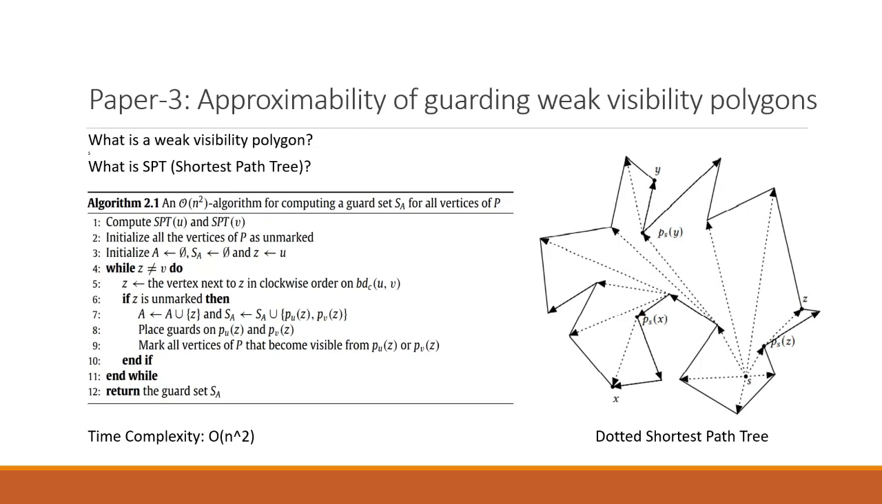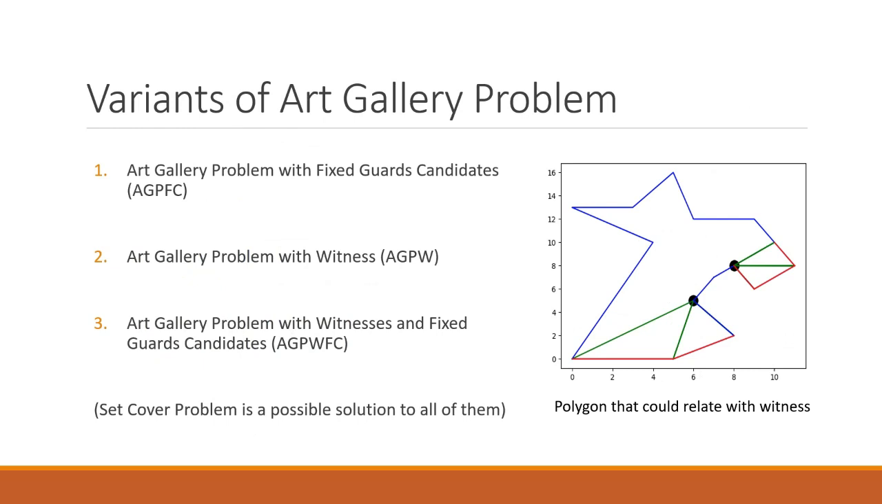Further in the paper, other variants have been proposed. For example, the algorithm for guarding all points of the polygon, placing vertex guard in the orthogonal weak visibility polygon, and etc. And so the time complexity is n square for this algorithm. So before moving to the next research paper, let's see some variants of art gallery problem.